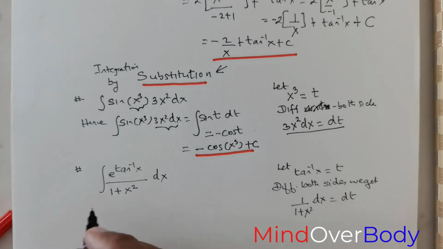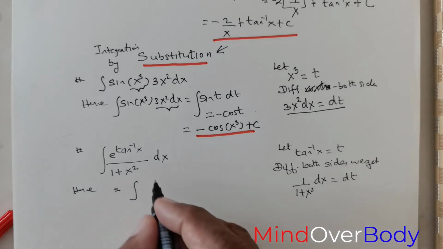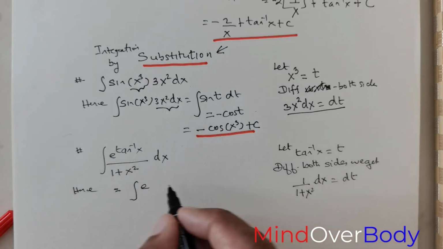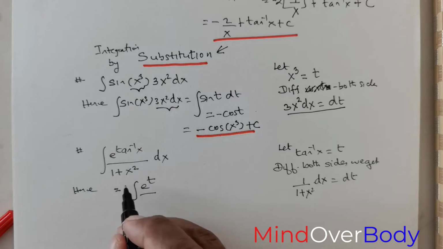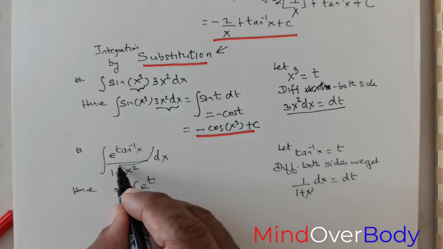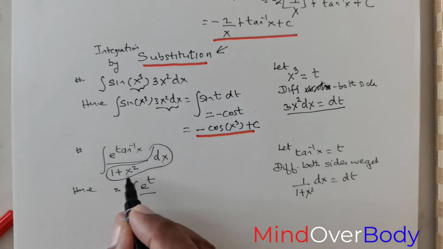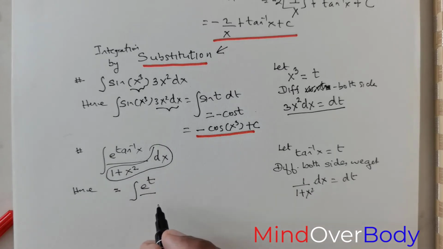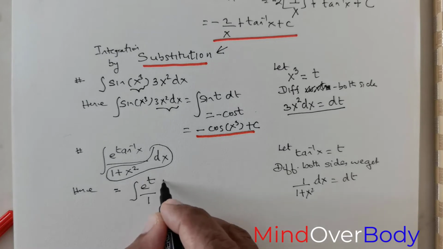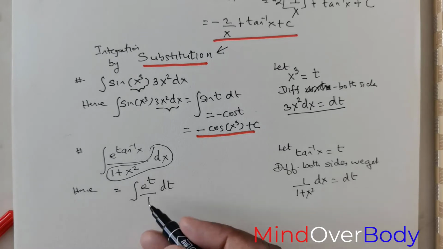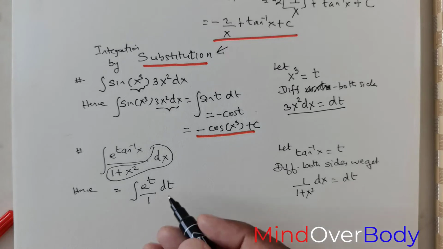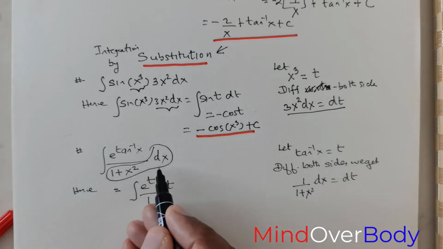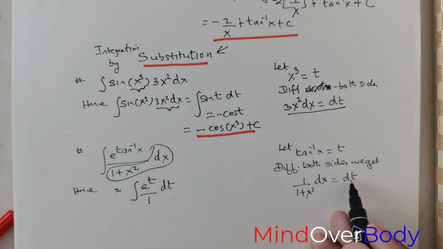So this entire thing is now equal to integral e to the power of, in place of tan inverse of x, substitute t, and in place of dx over 1 plus x squared, we have to substitute dt. So this is actually over 1. As I mentioned to you, in the place of dx over 1 plus x squared, I substitute dt.